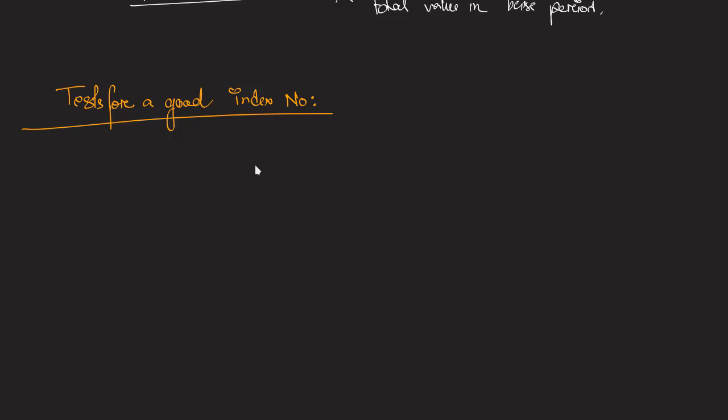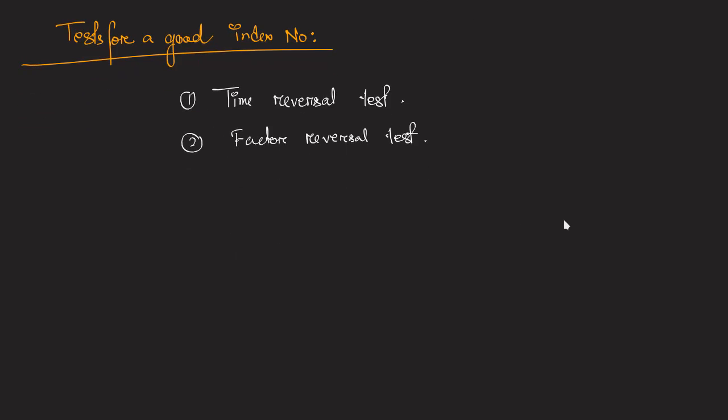Professor Irving Fisher has given two tests, right? So the two tests are: one is called the time reversal test, and number two is the factor reversal test, right? Time reversal test or factor reversal test.